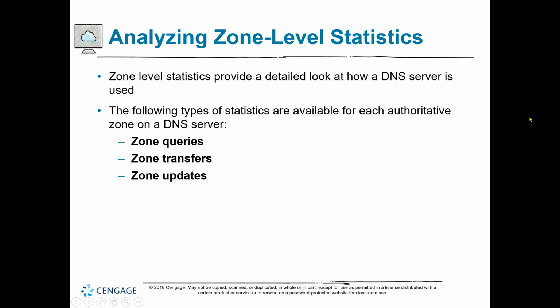Analyzing zone level statistics. Zone level statistics provide a detailed look at how a DNS server is used. The following types of statistics are available for each authoritative zone on a DNS server: zone queries, zone transfers, and zone updates.